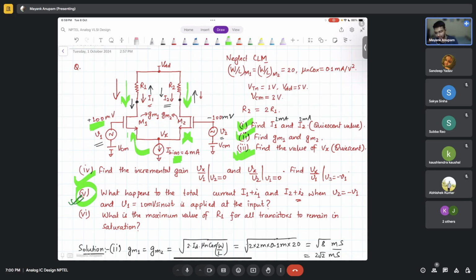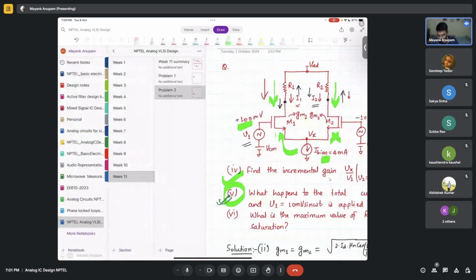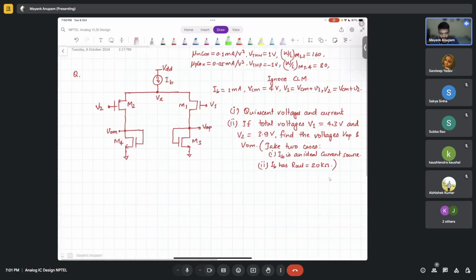So current steering is a concept which is very widely used in wireline communications. There is an application of this current steering. So this is what I wanted you to appreciate: if you start applying voltages here and there, current will be steered here and there.